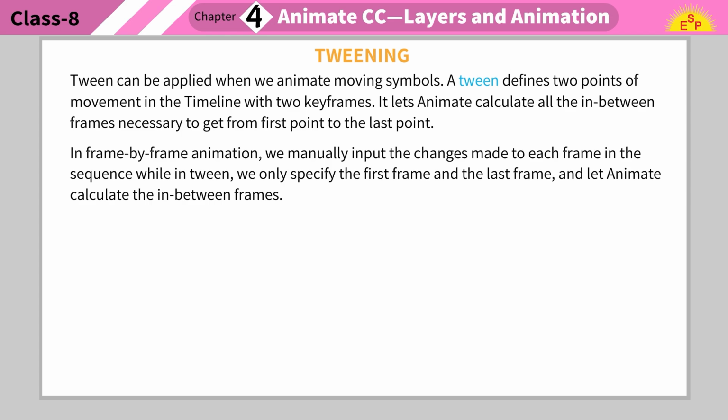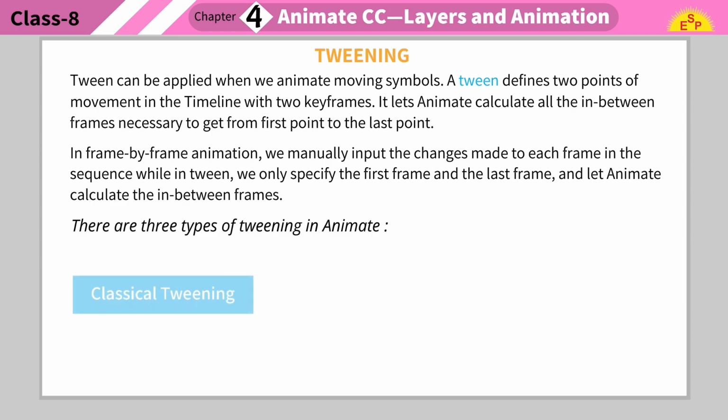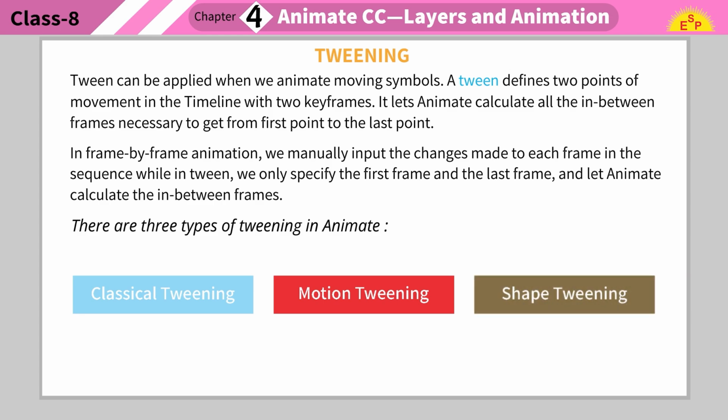In frame-by-frame animation, we manually input the changes made to each frame in the sequence, while in tween, we only specify the first frame and the last frame, and let Animate calculate the in-between frames. There are 3 types of tweening in Animate: classical tweening, motion tweening, shape tweening.